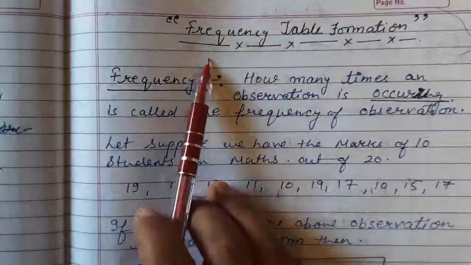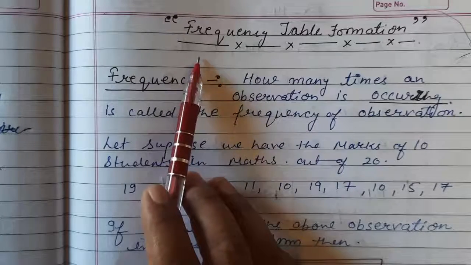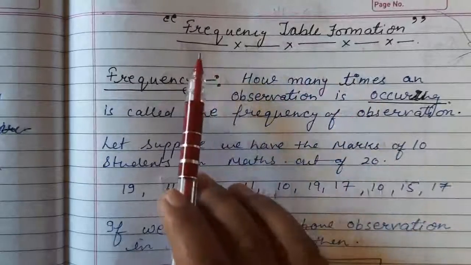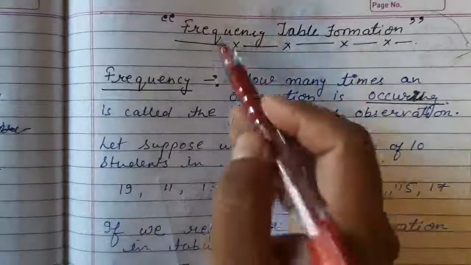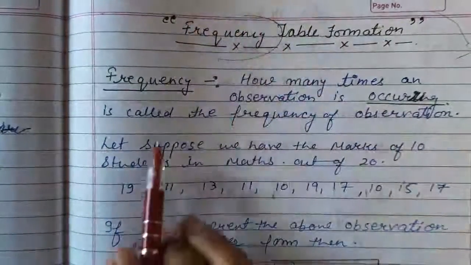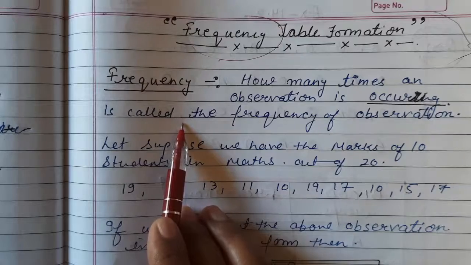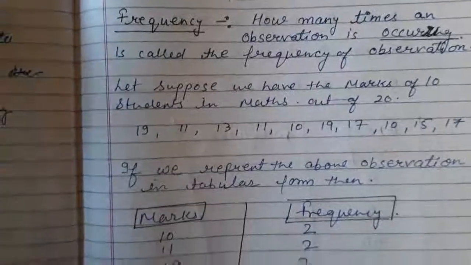Now, in the representation of data, first is tabular form. In tabular form we will make a tally marks table and a frequency table. So we will learn how to make the frequency table. First we have to understand what frequency is. The frequency of any observation is how many times the data is repeating or occurring, meaning how many times the same observation repeats in the overall data. We will understand this definition with an example.